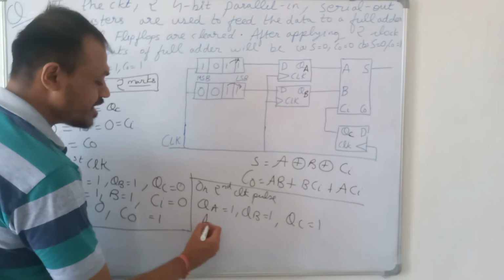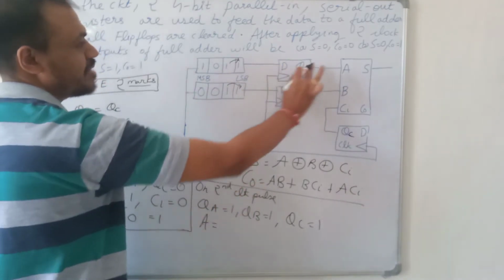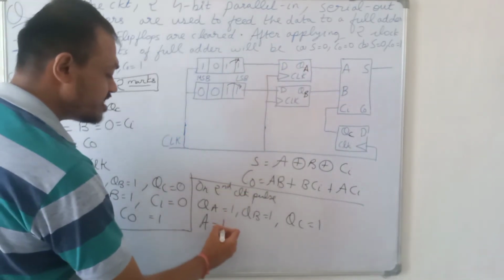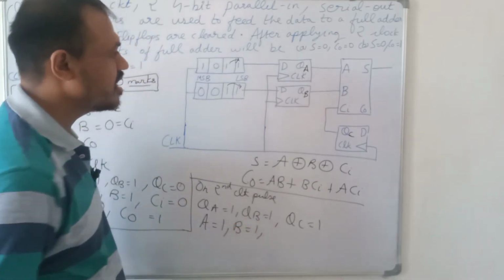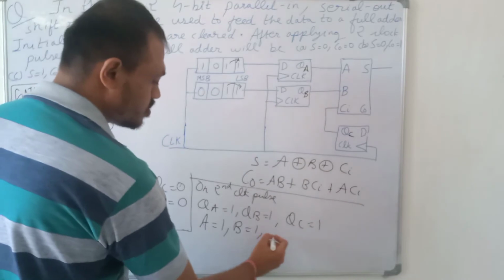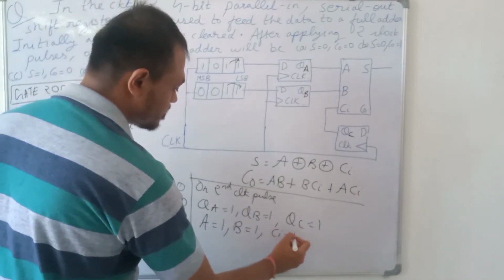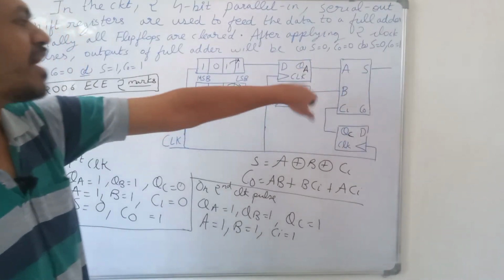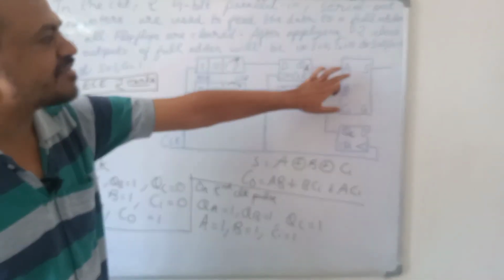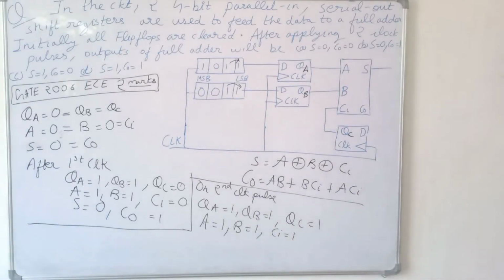So A will be equal to QA, because A is connected to QA. So A is 1, B is connected to QB. So B is 1 and CI is connected to QC. So CI is equal to 1. This full adder is not connected to any clock pulse. So it will give output when QA and QB will change. So A will be equal to 1, B will be equal to 1 and CI will be equal to 1.